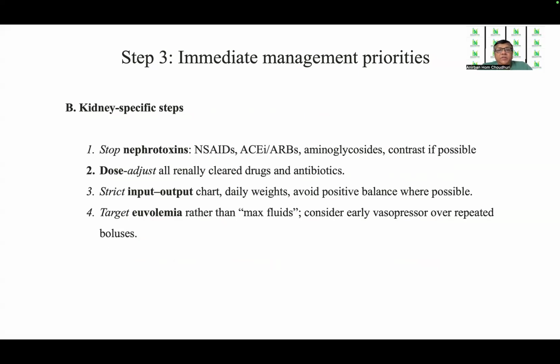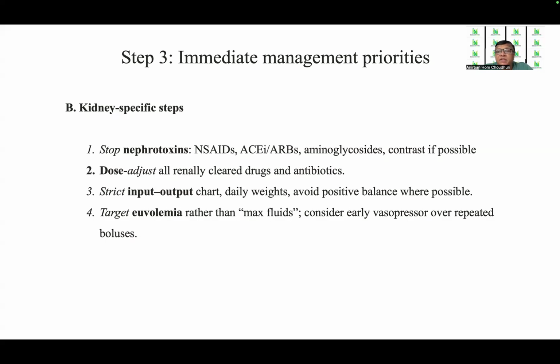The next management priority is kidney-specific steps. Stop the nephrotoxins, whether the patient is on NSAIDs, ACE inhibitors, ARBs, or aminoglycosides. If contrast can be avoided, then avoid it. Adjust the dose of all renally cleared drugs and antibiotics. Maintain a strict input-output chart and daily weights, avoid positive balance wherever possible, and target euvolemia rather than giving maximum fluids. Always consider early vasopressor over repeated boluses of fluids.